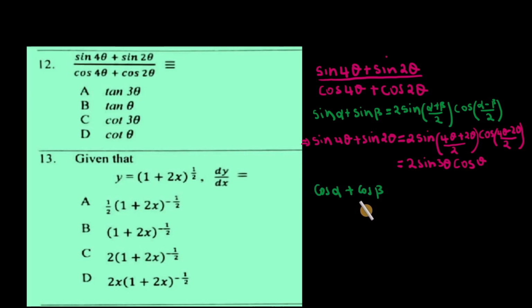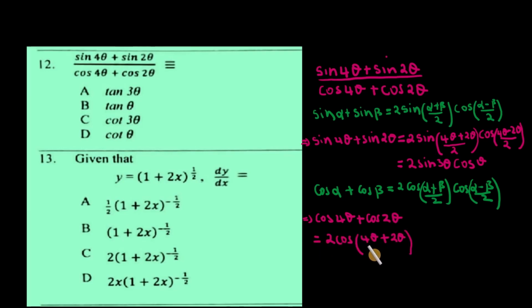From the sum to product formula, cos alpha plus cos beta equals 2 cos of alpha plus beta over 2 times cos of alpha minus beta all over 2. That means cos 4 theta plus cos 2 theta equals 2 cos of 4 theta plus 2 theta all over 2 times cos of 4 theta minus 2 theta over 2, which equals 2 cos 3 theta, since 4 theta plus 2 theta is 6 divided by 2 is 3 theta, times cos theta.